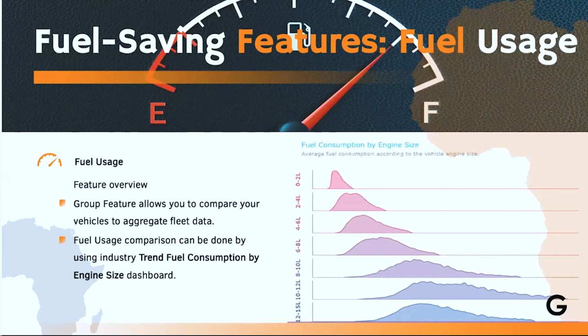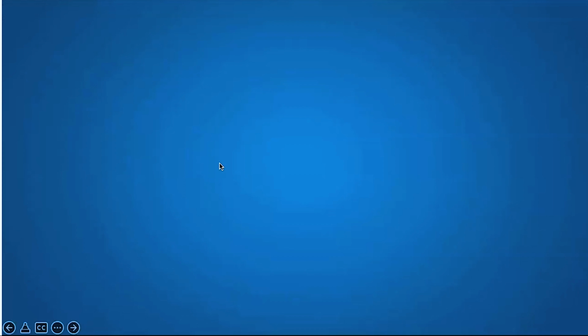With that said, the group's features can be used to compare vehicles to the aggregate fleet data, and this would be based on commonality in the purpose that these vehicles are serving. A proper comparison of fuel usage can be done by using the industry trend fuel consumption by engine size. I will be playing another short video that will elaborate further on this feature.